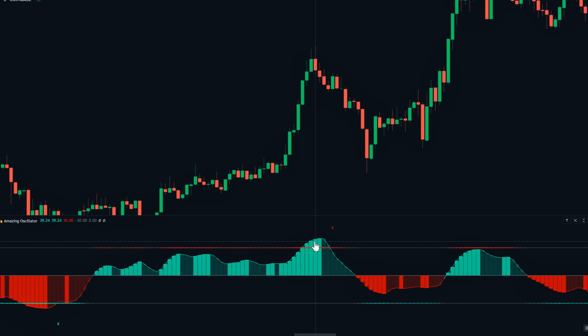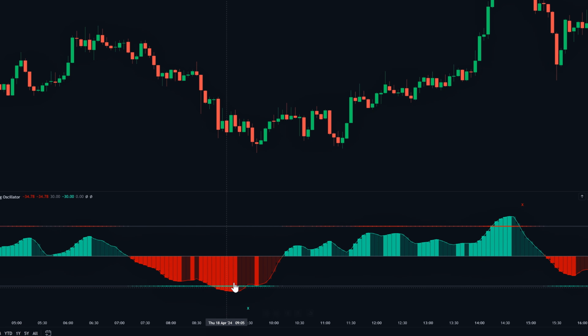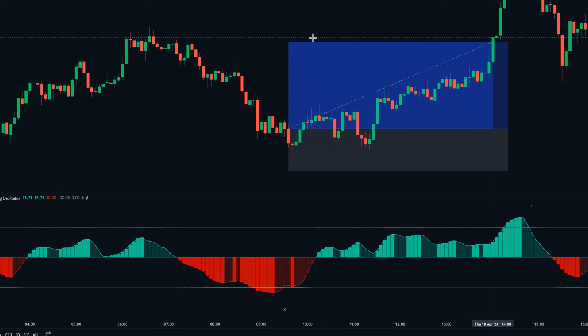And as you can see, as soon as the histogram bars closed back under the threshold, an X label is going to be printed. This X label represents a sell signal. Same thing happened here. As soon as this red histogram closed under the lower threshold, the market was overextended or oversold. Once the histogram closed back above the lower threshold, an X label was printed. This X label represents a buy signal. And as you can see, the price went up after that.